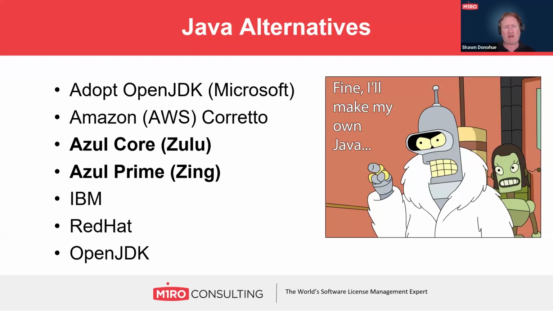Two of the ones we like are from Azul. They're called Core and Prime. They used to be called Zulu and Zing. Those are decent products if you need something that has critical patch updates. And if you don't know what critical patch updates are, essentially it works like this.